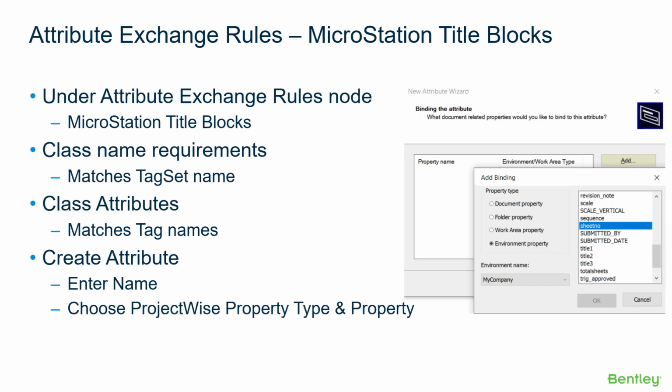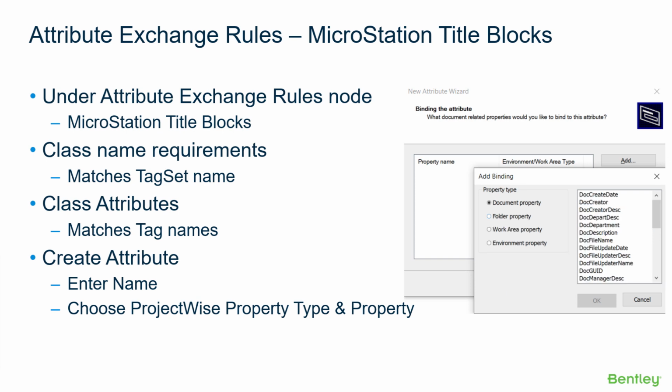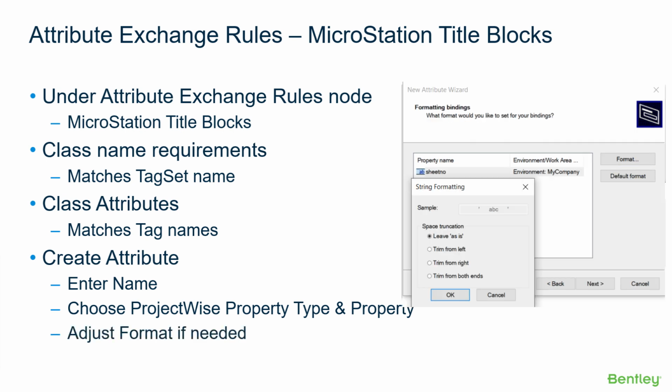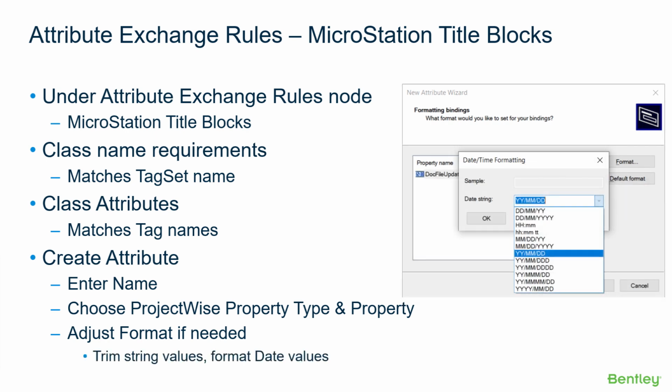On the next dialog, click Add to choose the ProjectWise property type and property to bind to this attribute. For example, the sheet number attribute will be bound to the My Company Environment SHEETNO attribute. Once the ProjectWise property is chosen, it cannot be changed. To make adjustments, highlight the property, click Remove, then click Add again. The next dialog will allow formatting of the data. For string data, formatting options include trimming the data of space characters. For date data, the formatting will be how month, day, year is displayed.